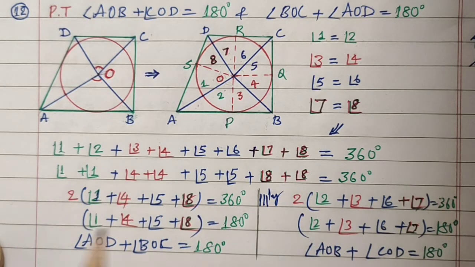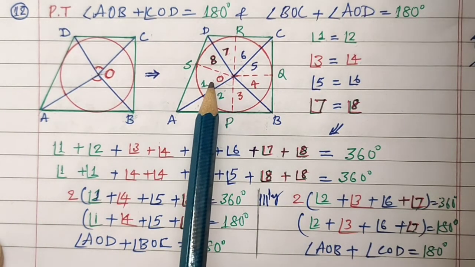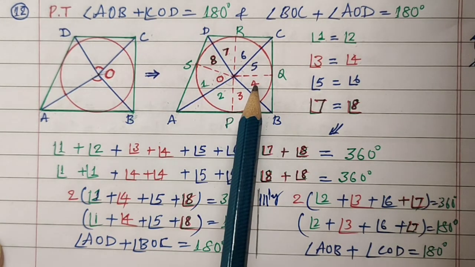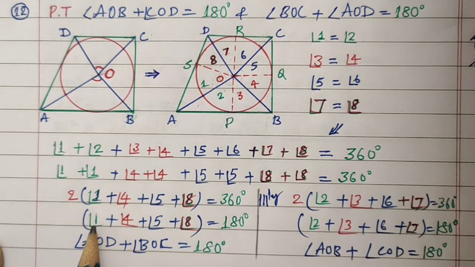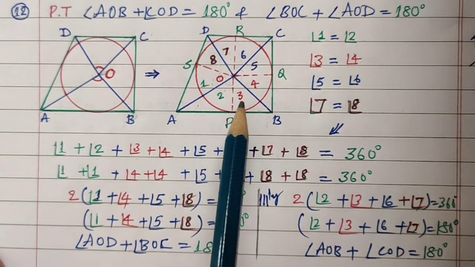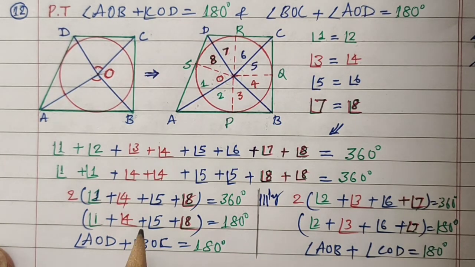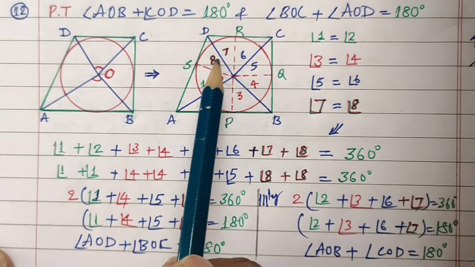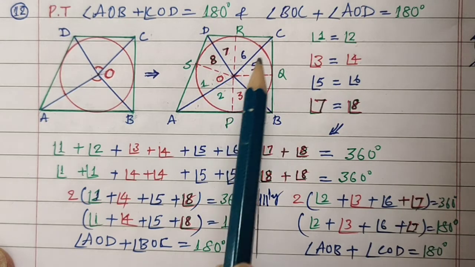Because there are 2 here, we can take out 2: 2 into (1 plus 4 plus 5 plus 8) is equal to 360 degrees, or 1 plus 4 plus 5 plus 8 is equal to 360 divided by 2, which is 180 degrees. Angle 1 plus 4, and 1 plus 8 is AOD, 4 plus 5 is BOC, is equal to 180 degrees.